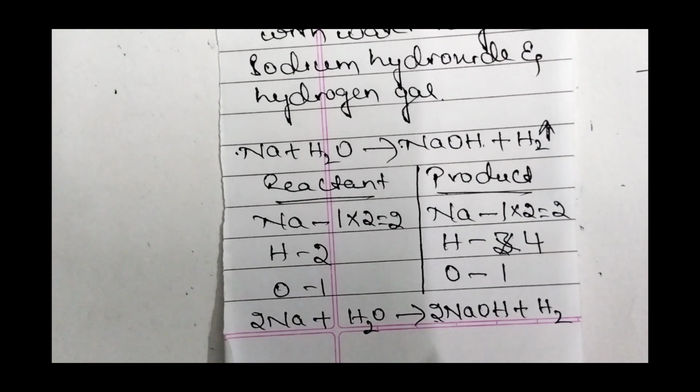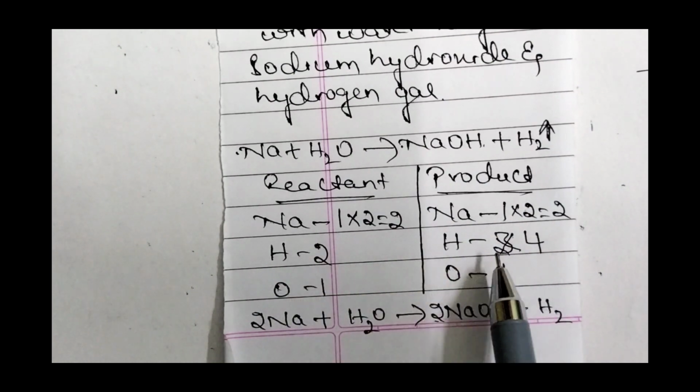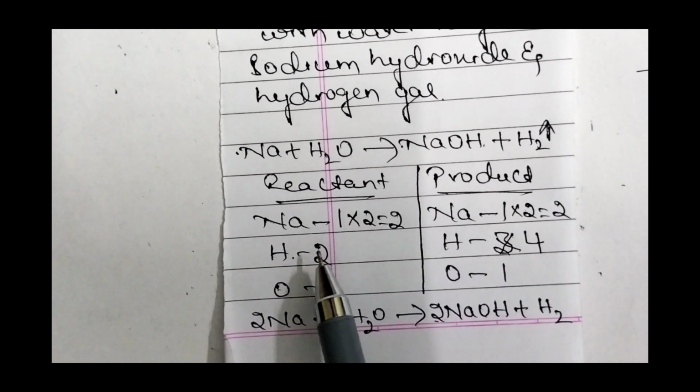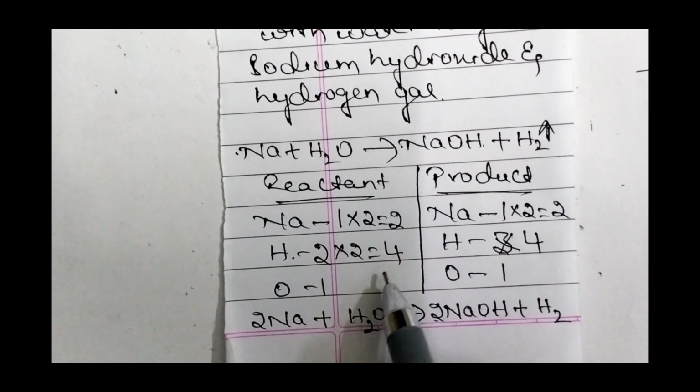So hydrogen 4 is done now. Next, sodium is balanced. Now let us balance hydrogen. Here 2 is there, here 4 is there. To make 4 equal to 4, 2 is multiplied by 2 to get 4. This 2 you have to multiply here.